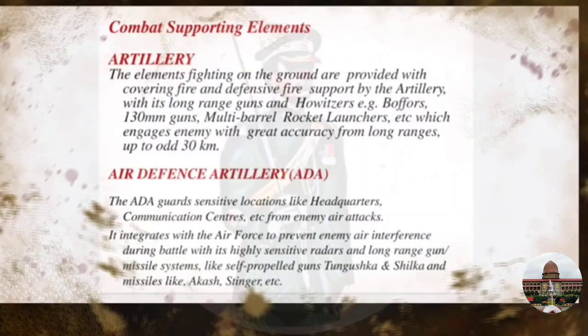So talking about combat supporting elements, the first is the artillery. The main role of the artillery is to provide covering fire to the moving elements with the help of its long-range guns like the field guns and howitzers. The weapon system also includes multi-barrel rocket launchers. So the troops of the artillery engage the enemy at a very long distance. The detailed video on artillery is already uploaded.